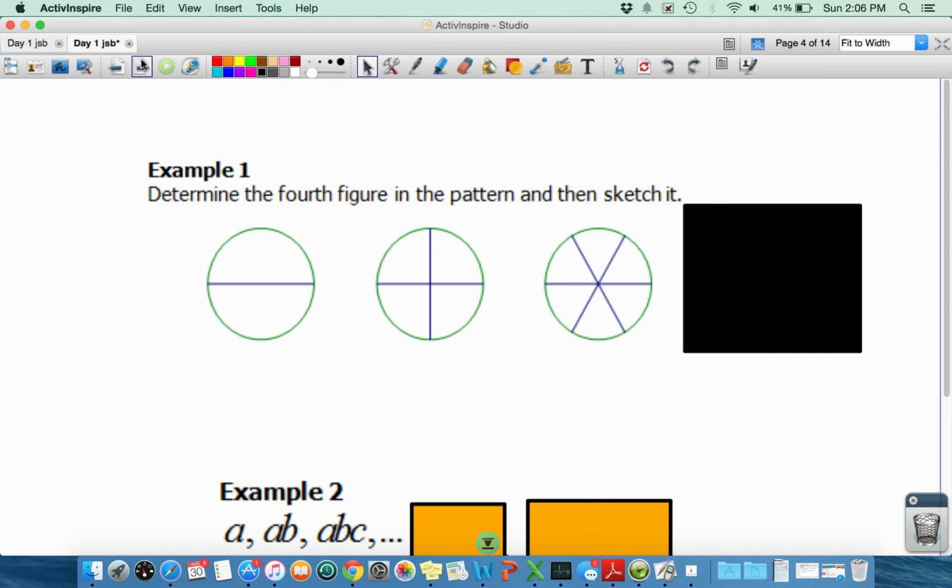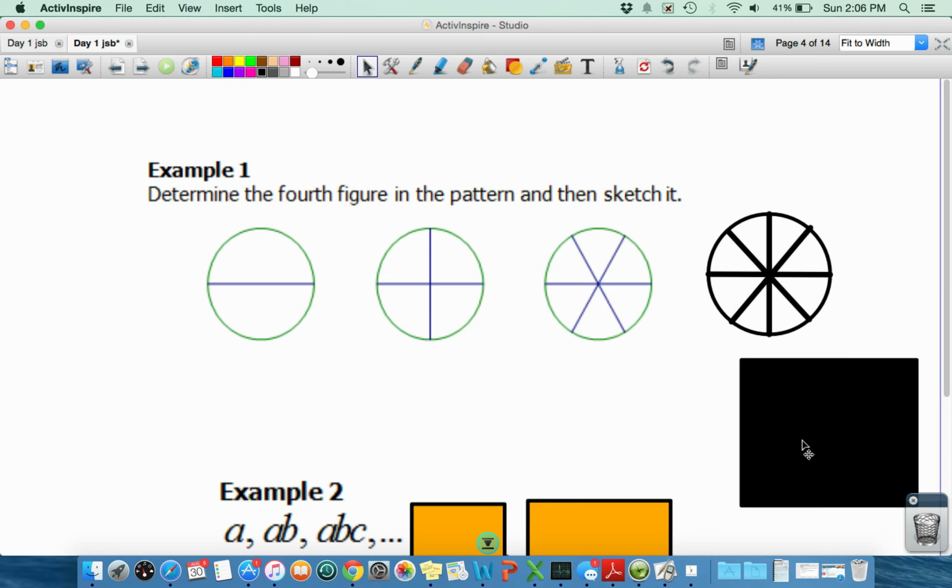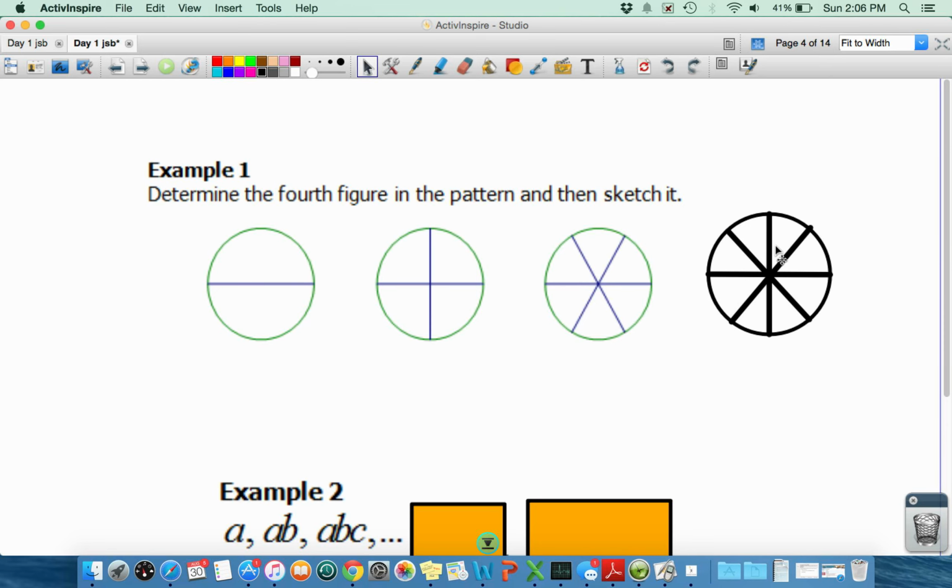So now that we know a little bit about what geometry is, let's take a look at a couple of patterns here. In example number 1, we want to determine the fourth figure and sketch it. We can see figure number 1 is a circle divided in half by a line segment. Figure number 2 is a circle divided by 2 line segments. Figure number 3 is a circle divided by 3 line segments. So what do we think figure 4 might be? That's right, it's a circle divided by 4 line segments.